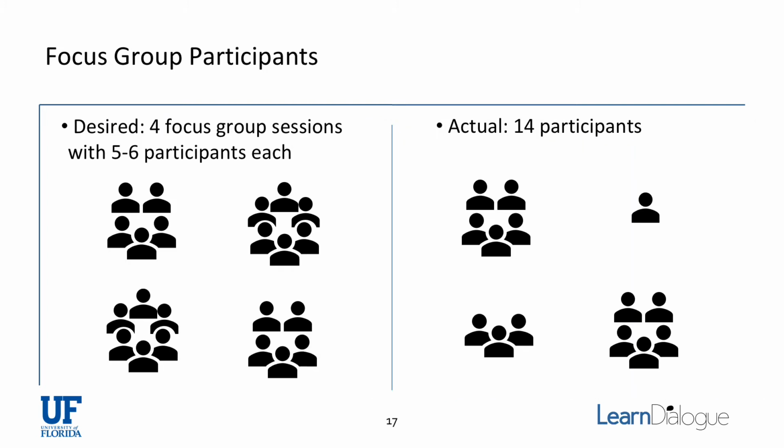The focus group study had 14 participants in total, with 13 students from CS0 and 1 from computer organization. We aimed to have 4 focus group sessions with 5 to 6 students each, but due to absences and scheduling conflicts, our 4 groups included 2 5-participant groups, 1 3-participant group, and 1 1-participant interview.